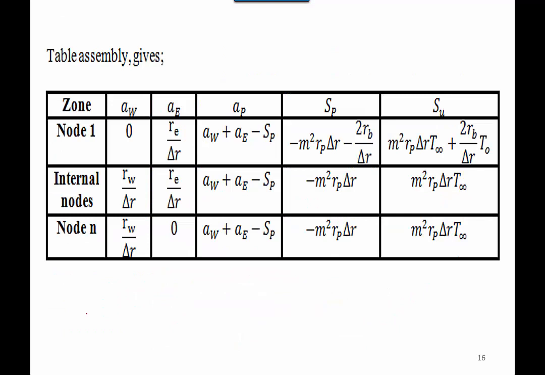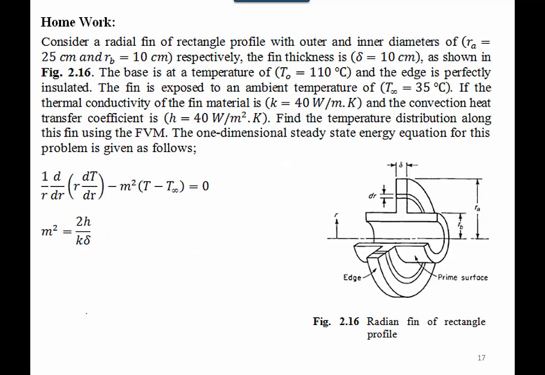Since we have three tables for each node zone, we assemble them into this assembly table which has three zones. Again, we substitute the given numbers in this homework example. If you choose 5 control volumes, you get 5 algebraic equations with 5 unknowns, and we rewrite the matrix system with 5 unknown variables and solve it using MATLAB or your scientific calculator to reach what is required in this question.